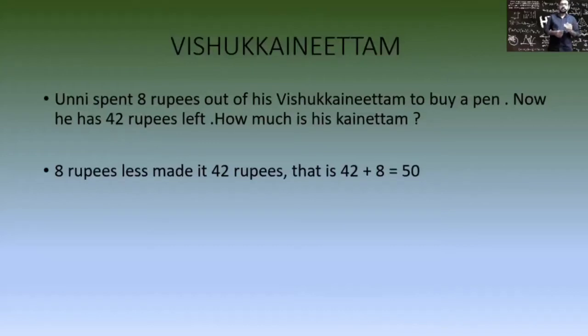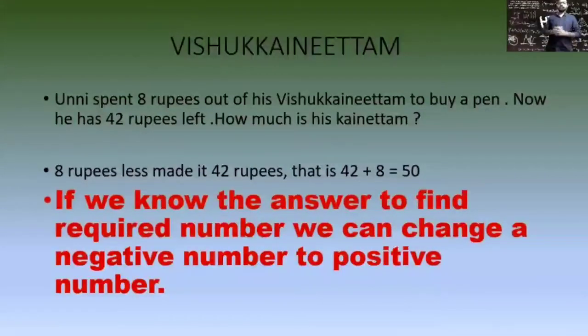8 rupees less made it 42 rupees. So 42 plus 8 will give his total Vishukainitam, right? The total amount can be found by adding 42 and 8 together, which gives 50. So his Vishukainitam is 50 rupees. Easy question. Do you all understand this question? Very good. So this is an important point.